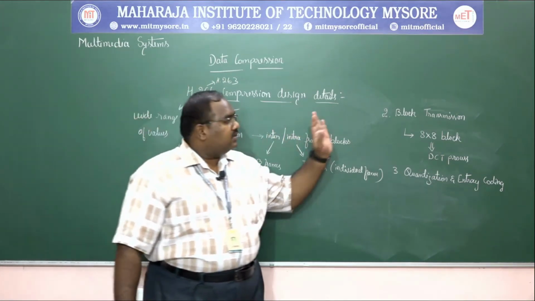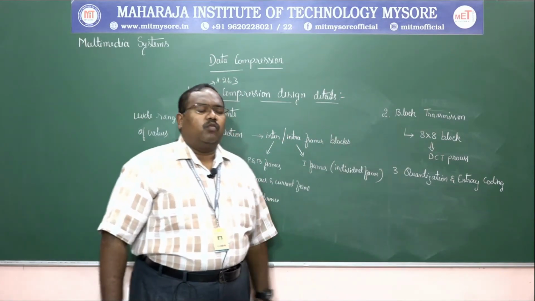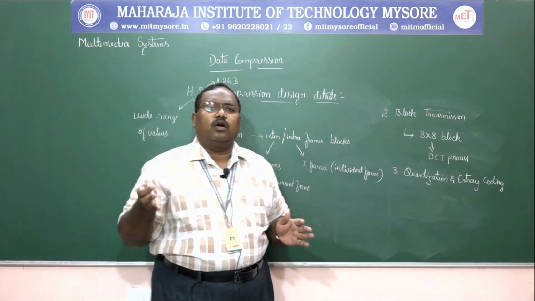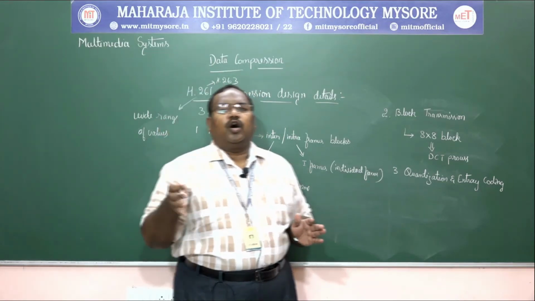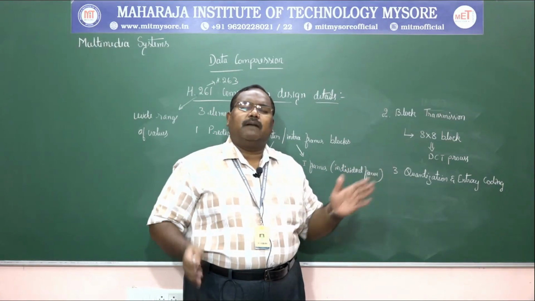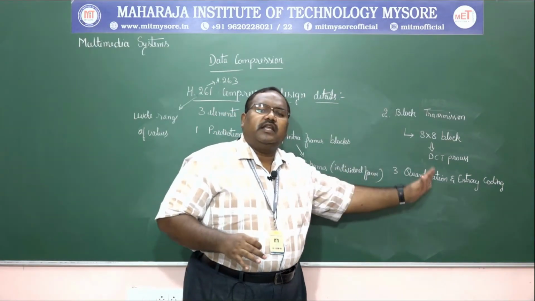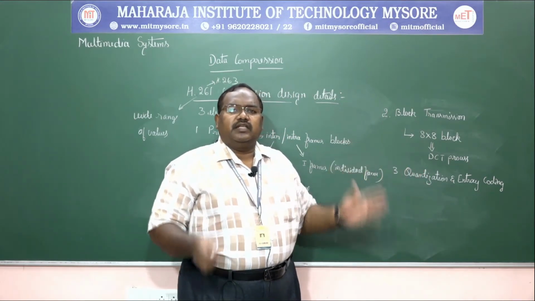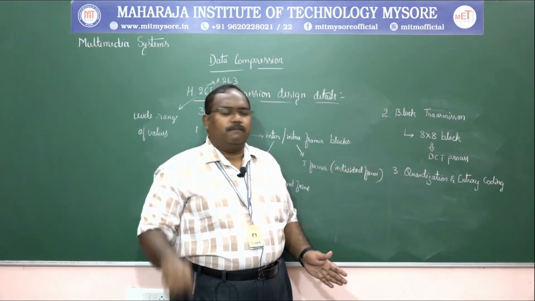And the second one is the block transformation. What we do in the block transformation is transform the image into blocks of 8 cross 8 non-overlapping pixel blocks. So that process is applied. What process? The DCT function is applied on that. When the DCT function is applied, it is ready for the final process of compression.